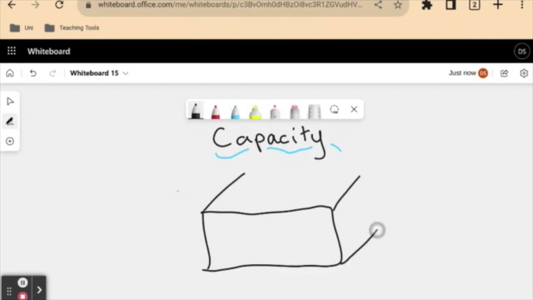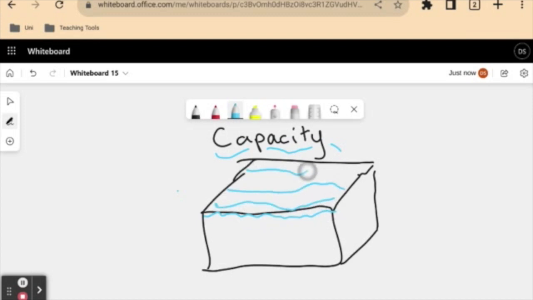So say I had my rectangular prism here, my fish tank type of thing, and I filled it all the way to the top with water. There's nowhere in this that water has not touched. I filled it to the absolute brim, and this is all water in here. Cool.